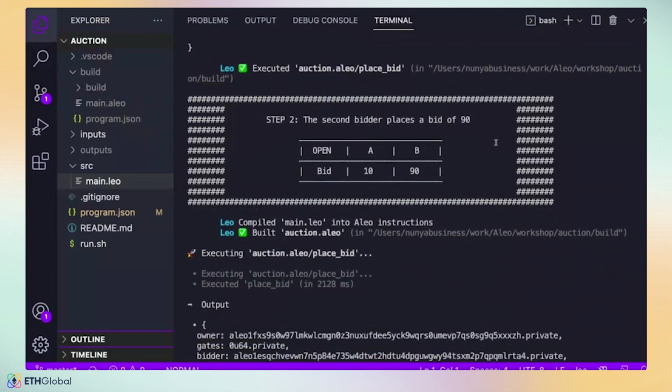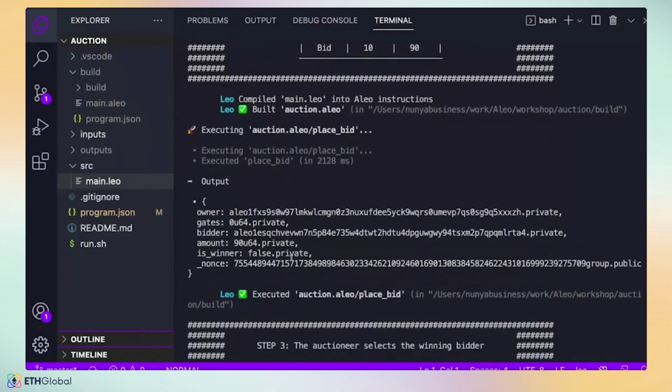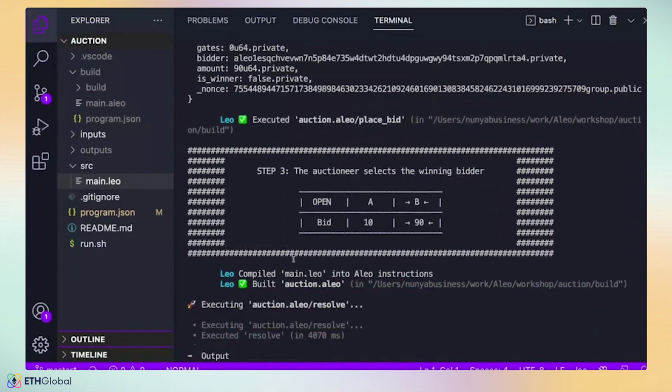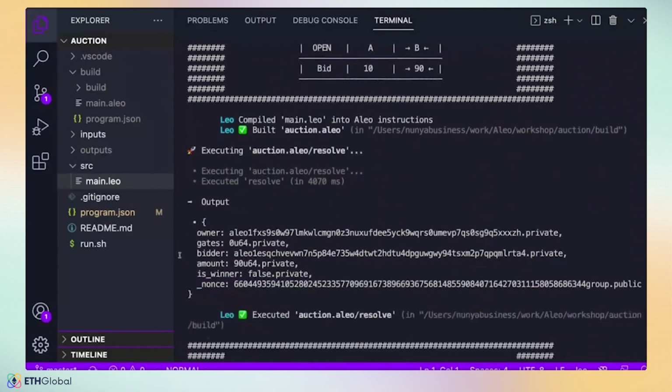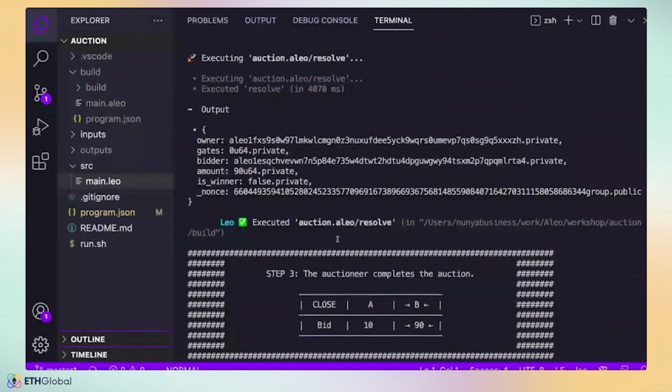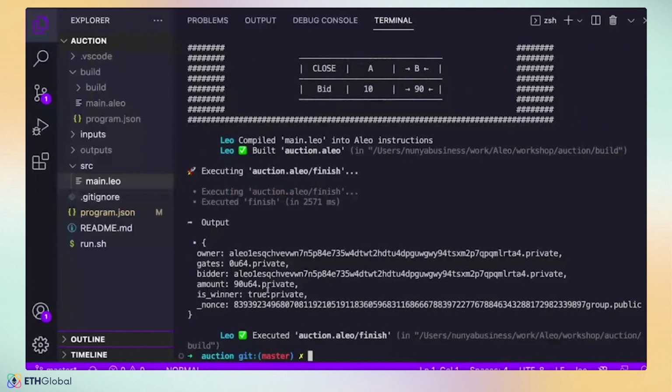And then the second bidder places a bid of 90. And again, this record is only owned by the auctioneer. And then finally, the auctioneer takes the two bids and calls resolve. And since bidder B bid a higher amount, it creates a new record with bidder B being the owner here, and returns that is winner is true. So for this example, we had to do a quick one here, but it's all there in the workshop repo. You can step through it.